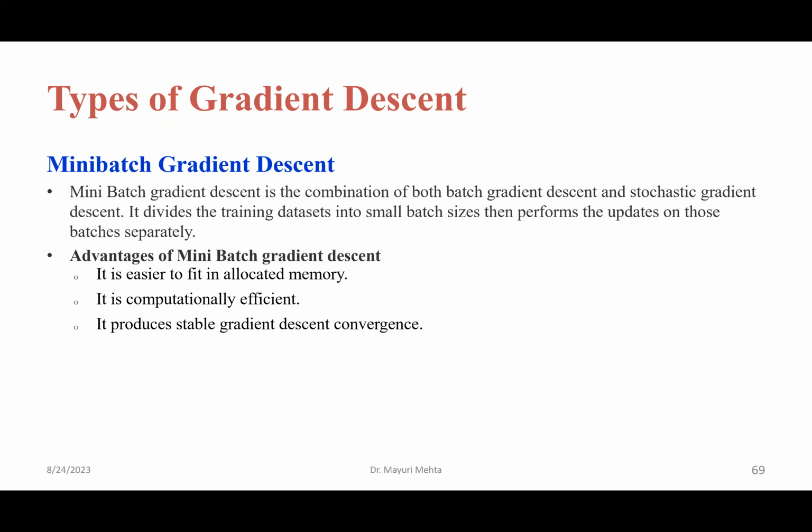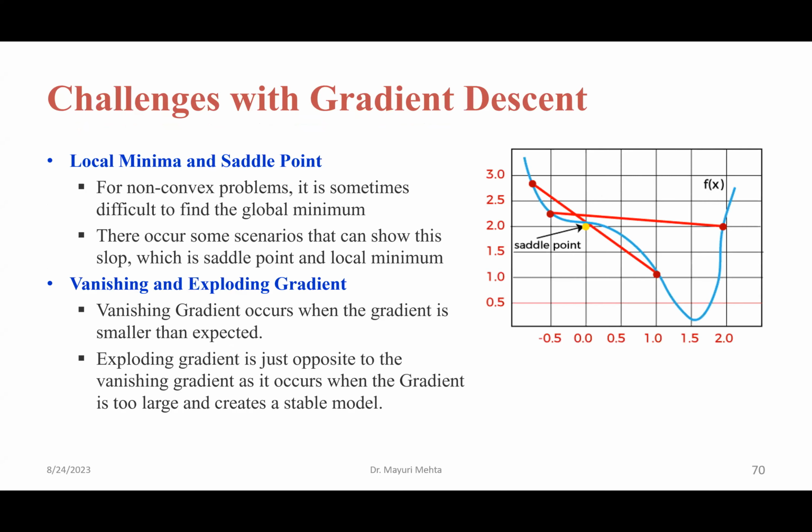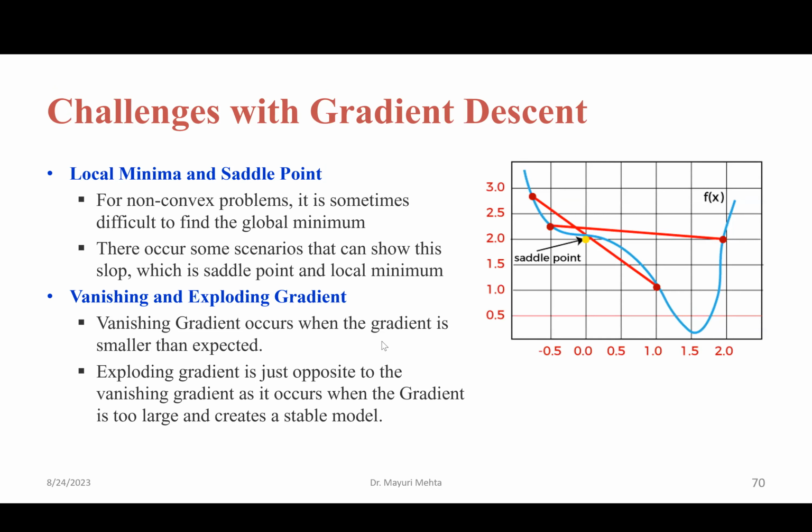Though this optimization algorithm is widely known and popular, it has some challenges too. Here are the two main challenges associated with gradient descent: local minima and saddle point, and the second is vanishing and exploding gradient. Let me tell you briefly what they are. Let us talk about local minima and saddle point first.